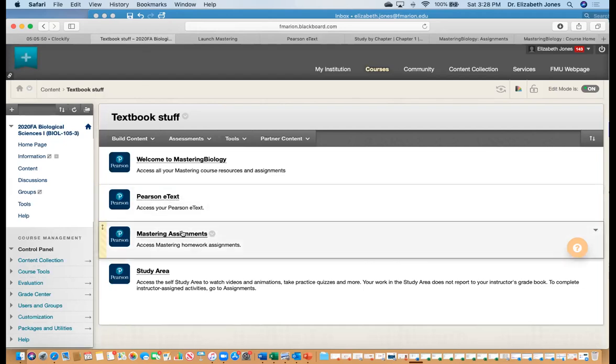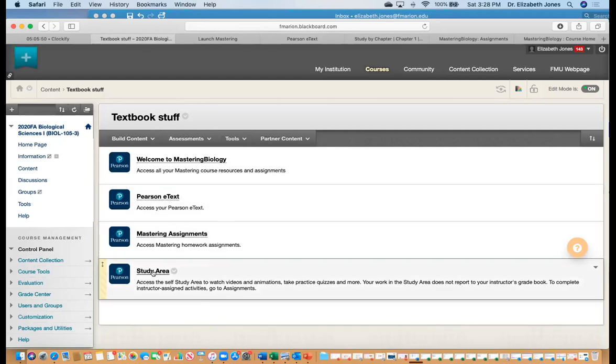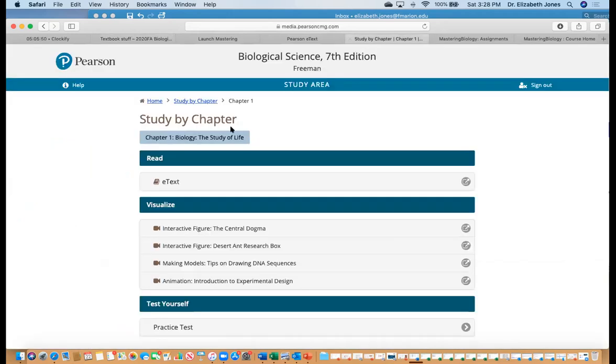I'm going to skip this link for just a second, and I want to draw your attention to this last link here where it says study area. If you click that, then what you should get is this here. I'm going to go to the home right quick so you can see what it looks like when you first get to this page.